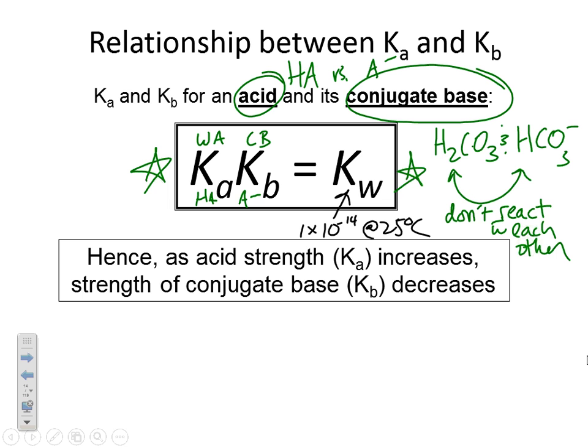So if Ka gets large, then Kb has to get small. So that's saying if your weak acid is stronger, then its conjugate base is going to be weaker. Likewise, if the base gets stronger, if Kb gets larger, then Ka has to get smaller, because when you multiply them together, you always get the same number, Kw. So this is showing mathematically the relationship that we talked about qualitatively in our acid-base unit. This is also why for our strong acids, their conjugate bases are so negligible, because their Ka values are so enormous that their Kb values have to be absolutely tiny by comparison.